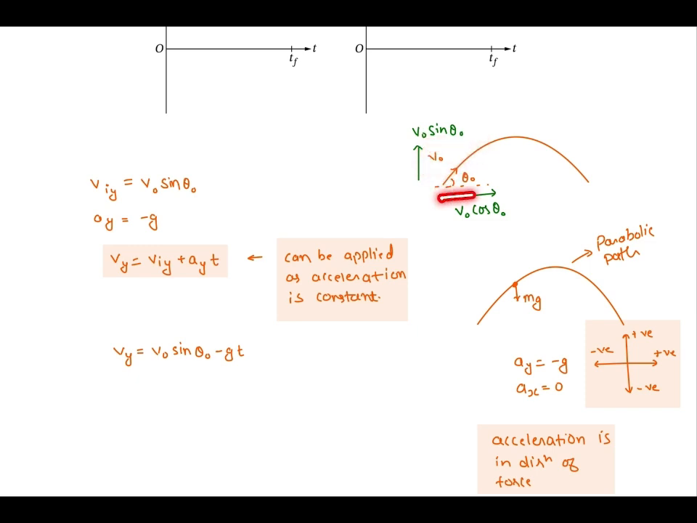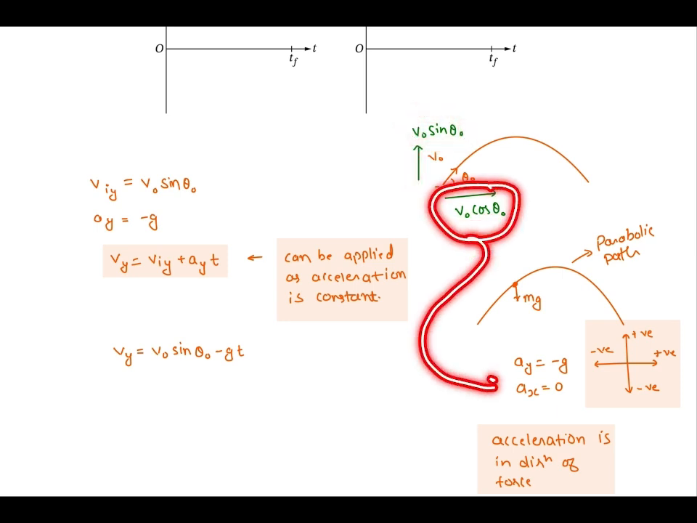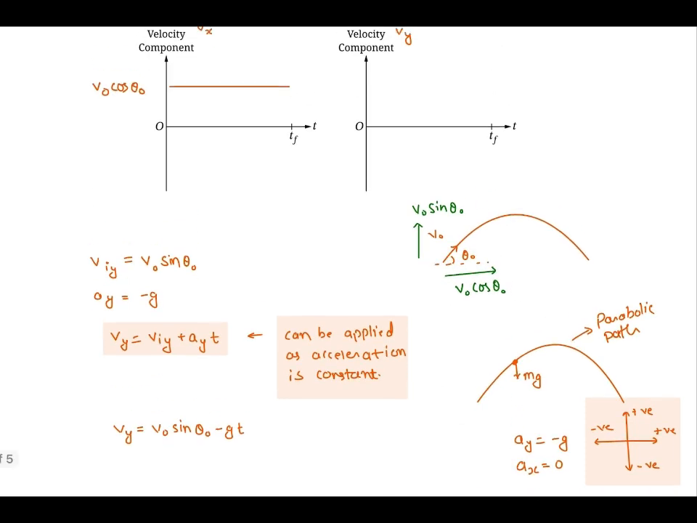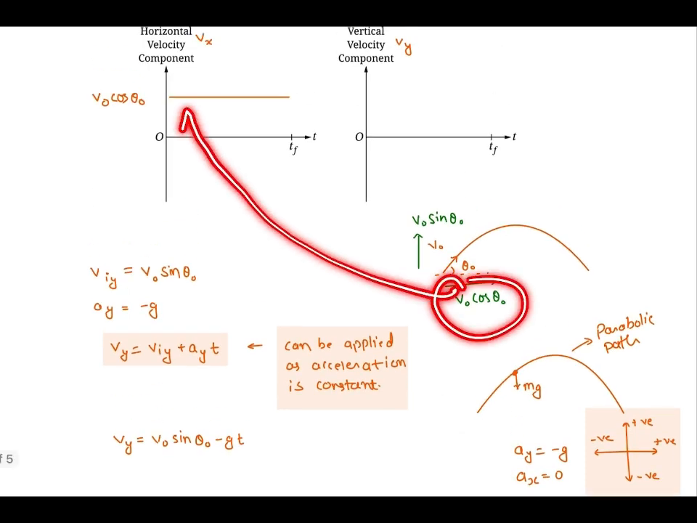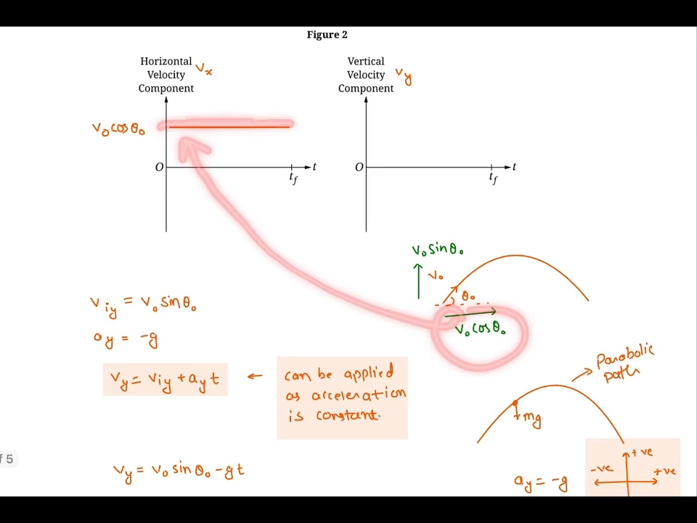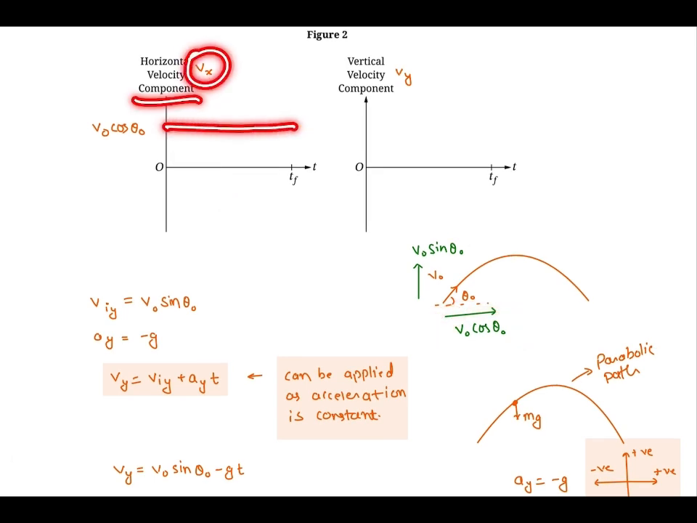So I'm resolving this velocity into two components. This is the horizontal component and this is the vertical component: v naught cos theta naught is the horizontal component and v naught sin theta naught is the vertical component. This component will remain the same because acceleration in x direction is 0. So the horizontal velocity component Vx will always be v naught cos theta naught. It will not change.